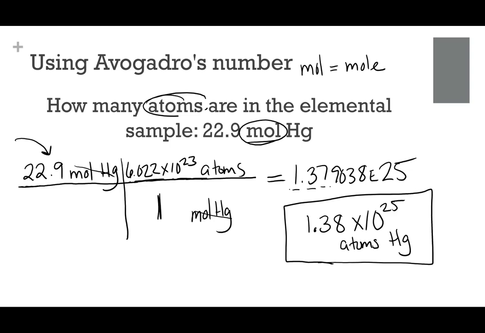When I'm counting the number of atoms, I would expect that number to be really, really big. Atoms are tiny. So does it make sense that I would have a ridiculously big number like 1.38 times 10 to the 25th? Well, yeah, that number makes sense. So always take a step back before you circle your answer and say, you know what? Does this make sense?